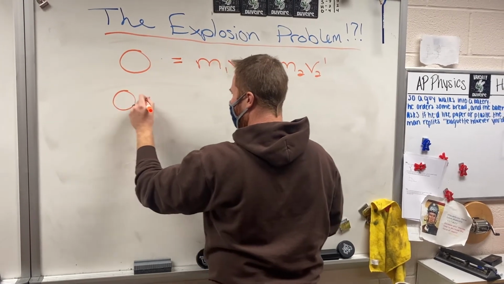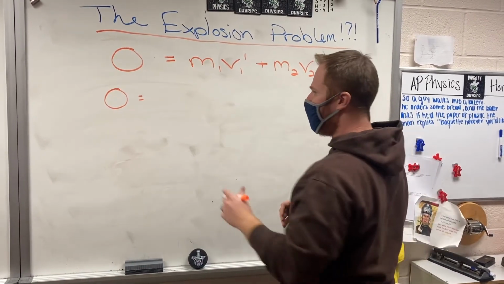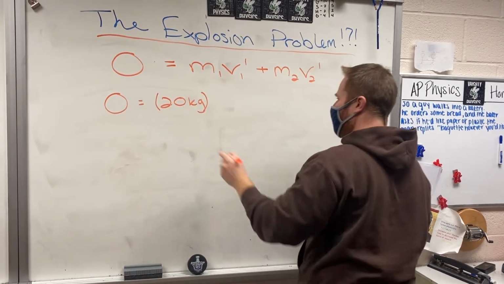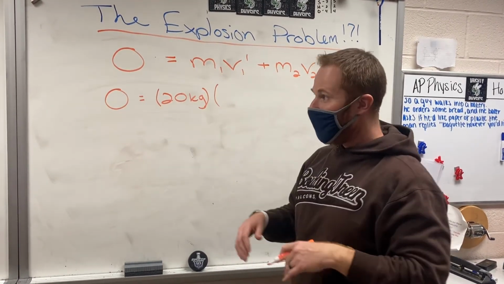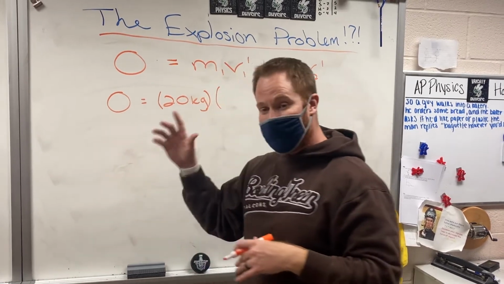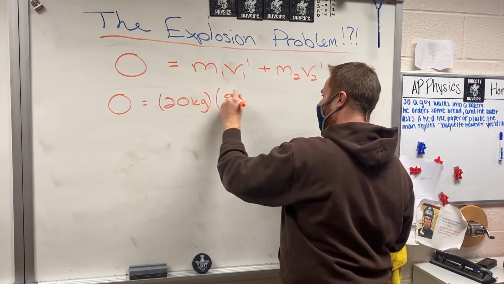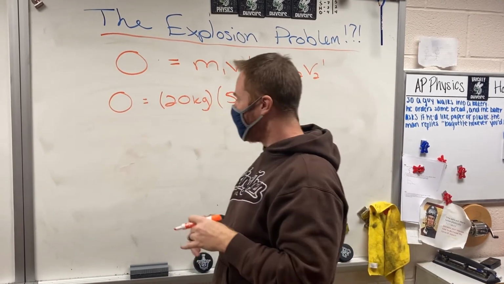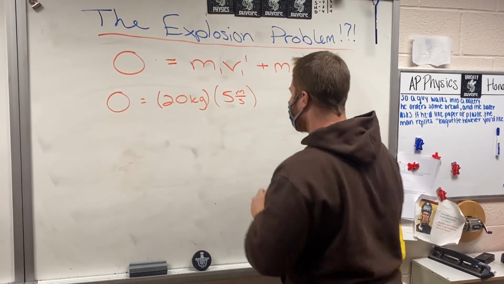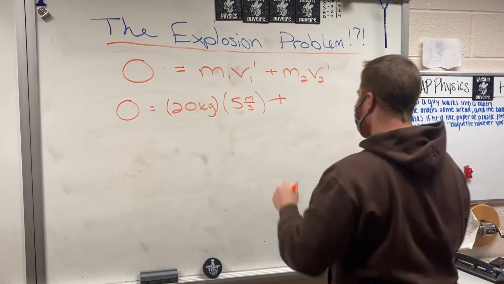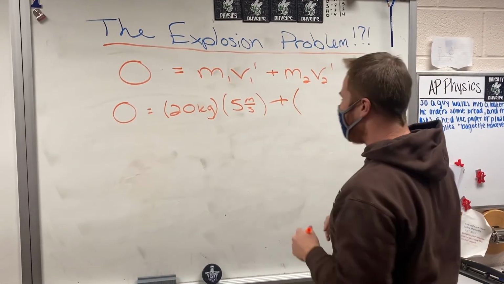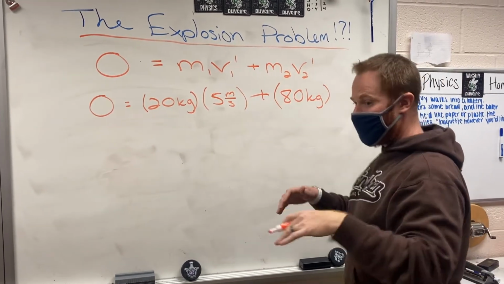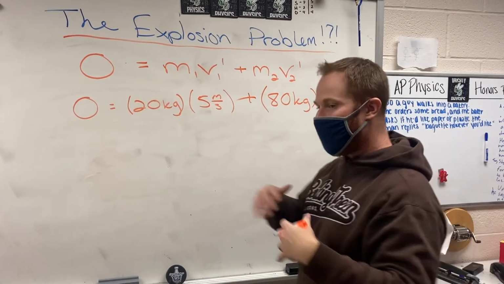So I have zero equals M1, that was 20 kg, that's a 45, swole's the goal, size is the prize. Now we actually used some projectiles to figure out how fast he threw it. He threw it at about 5 meters per second, that's about 12 miles an hour. If you've ever tried to chuck something that's 20 pounds, it's not easy to throw really fast. Plus, Mr. Martin, fit and trim guy, he's about 80 kilograms, and I want to know how fast he was going backwards after he threw that weight.